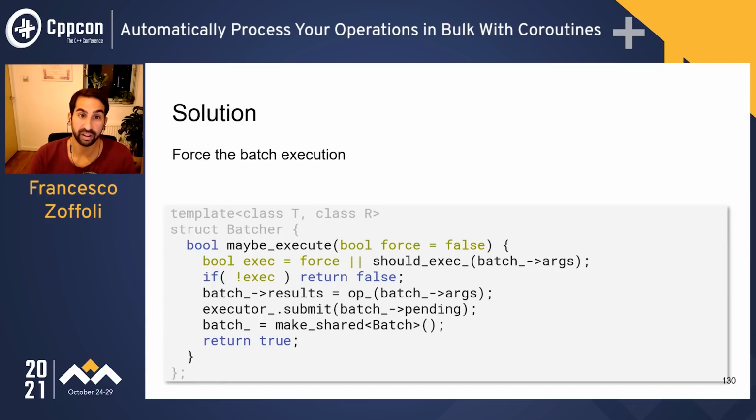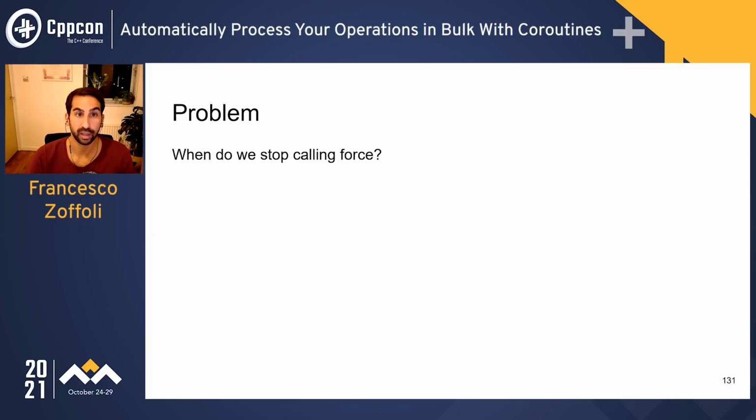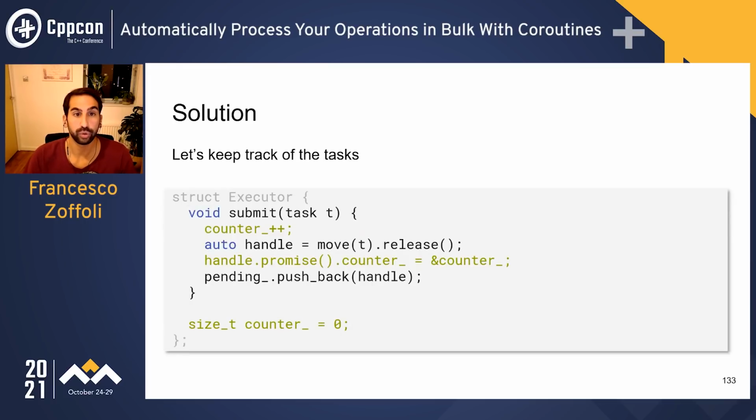So we're going to have a Boolean parameter we can pass to maybe execute. But when do we stop calling force? At one point, we will have executed everything. We stop when all the tasks have completed. So we need to know which tasks have completed. For doing this, we are going to have a counter inside our executor.